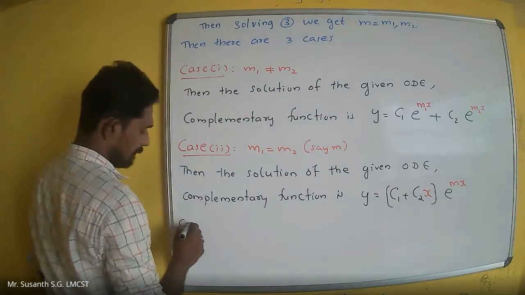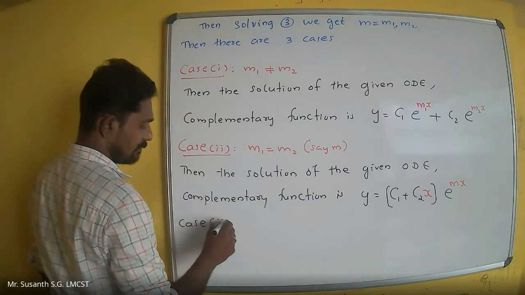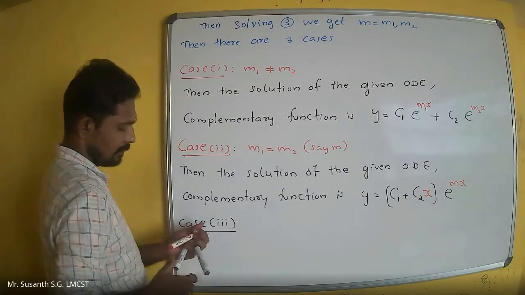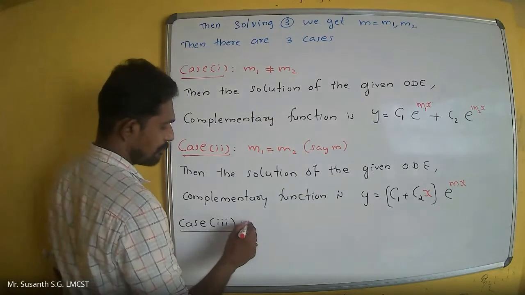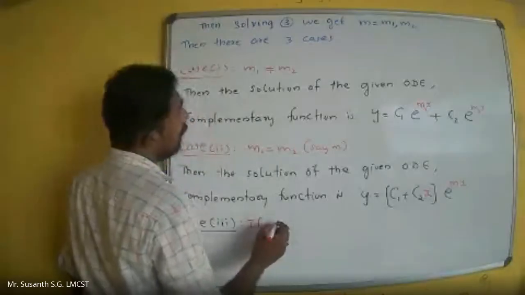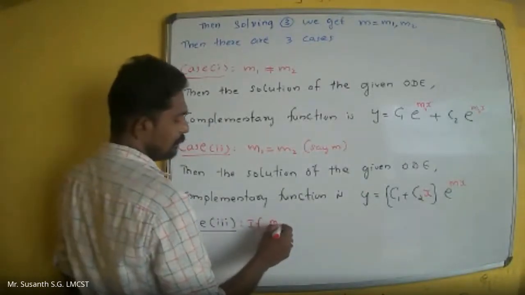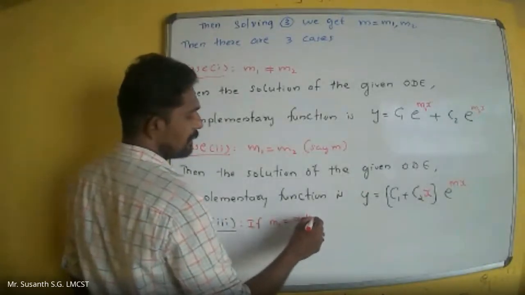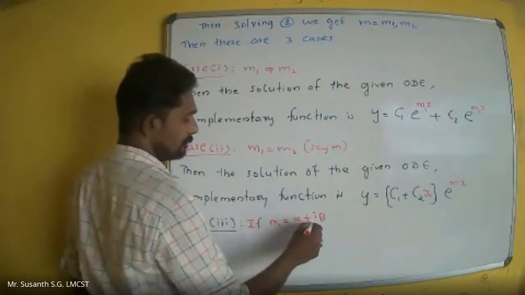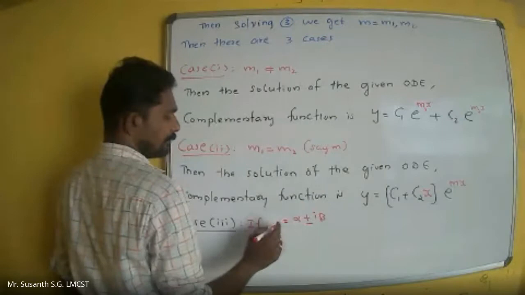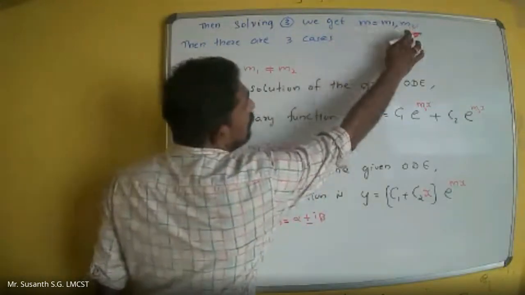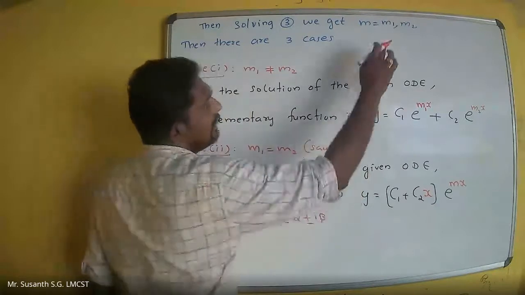Case 3: if m1 is equal to alpha plus i beta and m2 is equal to alpha minus i beta. That is, m is equal to alpha plus or minus i beta, where m1 means alpha plus i beta and m2 means alpha minus i beta.